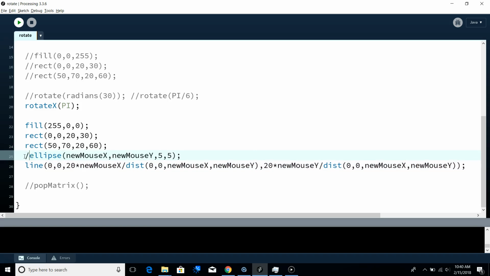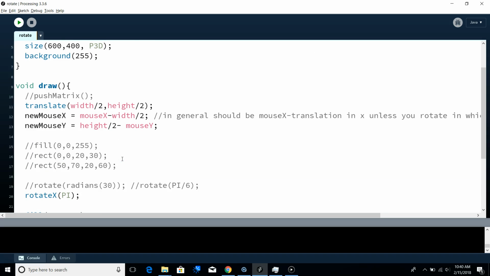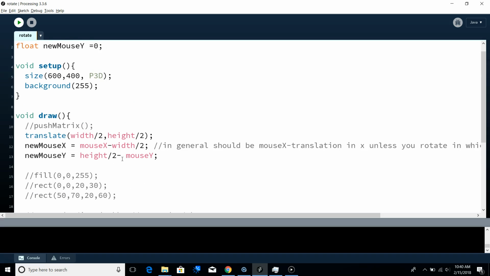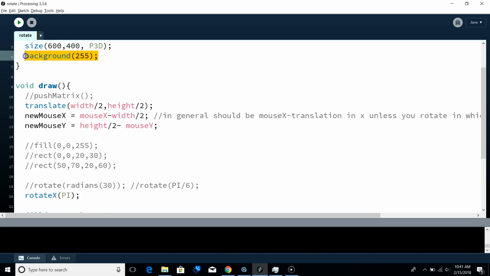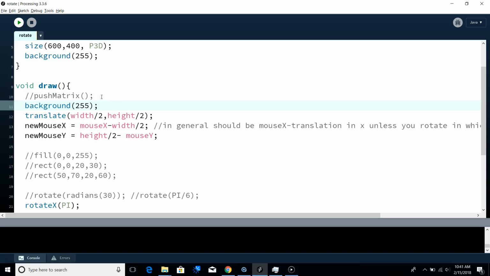And then let's get rid of the tracking ellipses for good measure. And I probably want to reset the background every time I loop through draw, because otherwise it's just going to make a mess, and that little gun's just going to appear everywhere, right? Like, the ghosts of everywhere it has been will appear still.